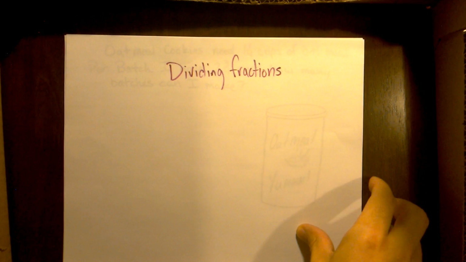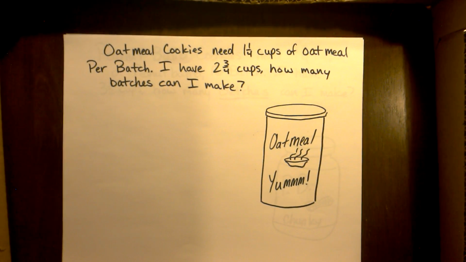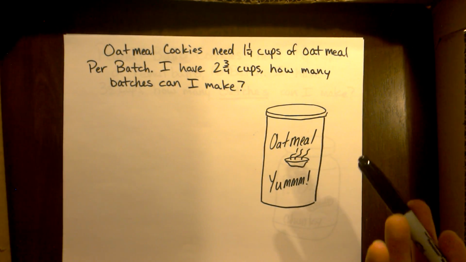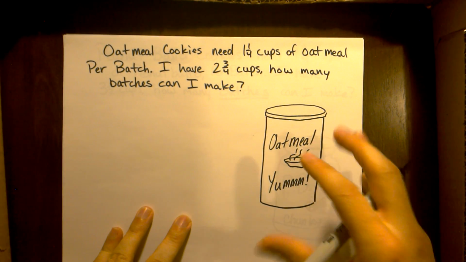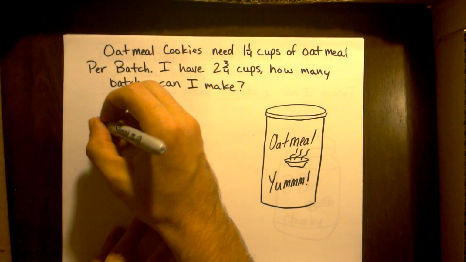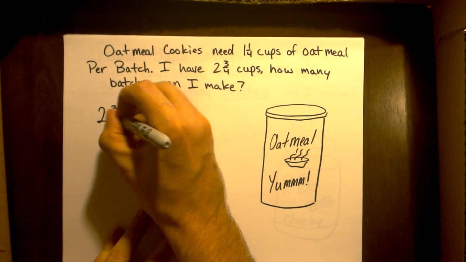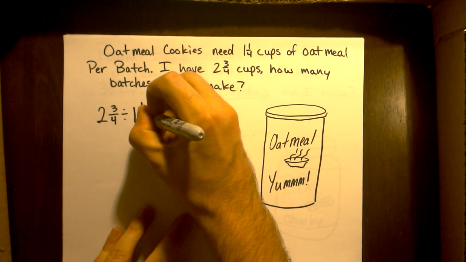The first recipe I found is oatmeal cookies. Oatmeal cookies need 1 1/4 cups of oatmeal per batch. I have 2 3/4 cups. How many batches can I make? Because I have a large amount and I'm splitting it equally into different batches, I need to divide. So I'm going to do 2 3/4 divided by 1 1/4.